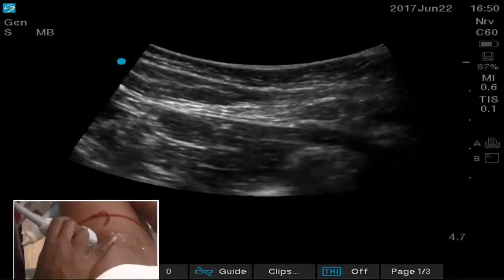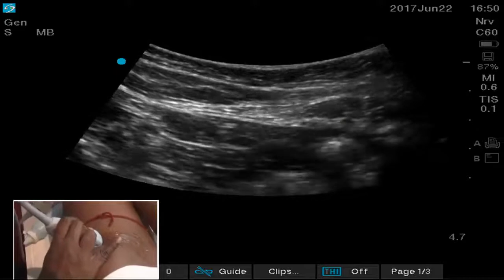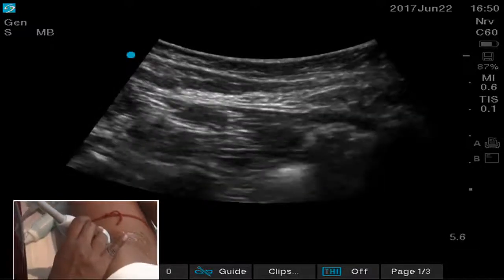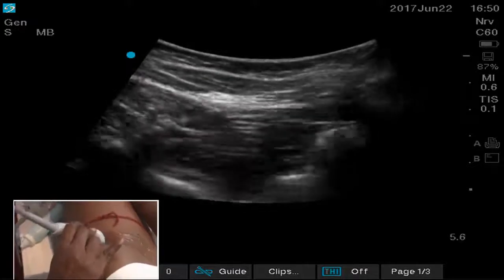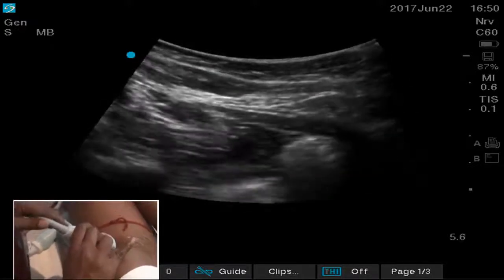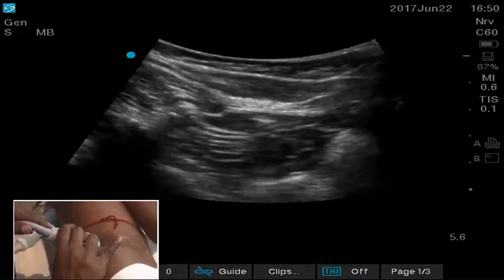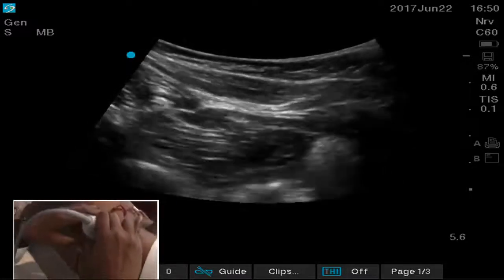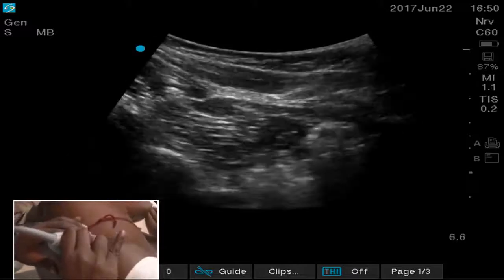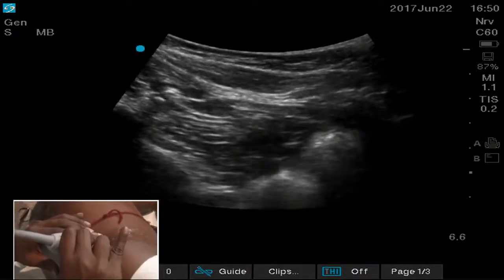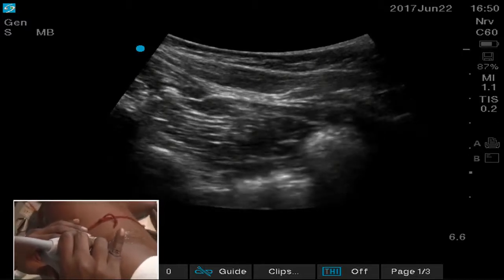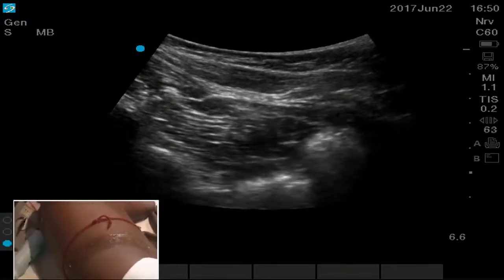Can you get a stool? Increase the depth a little bit more. Now can you freeze it? I have this.